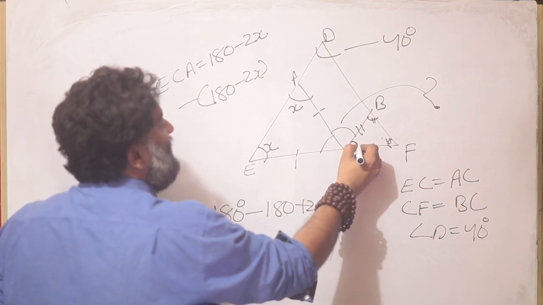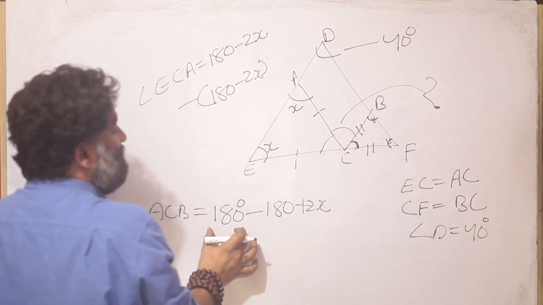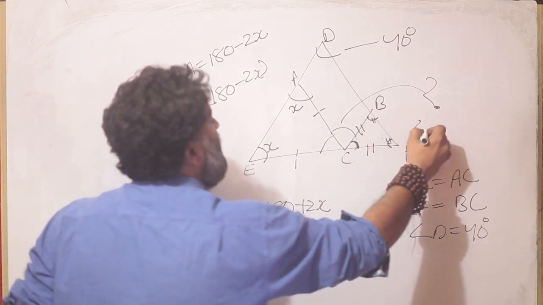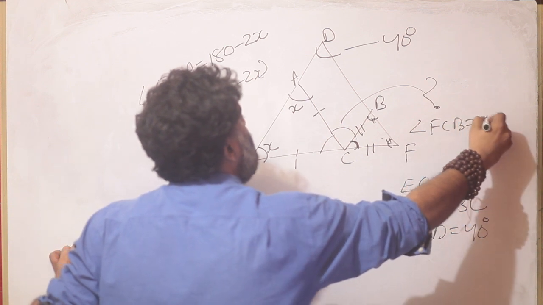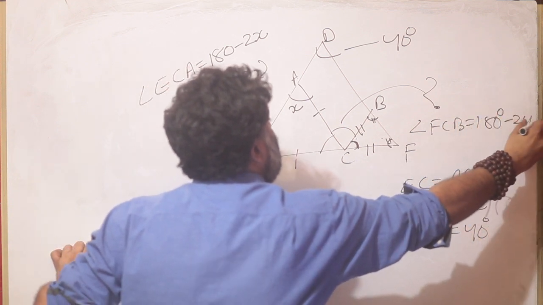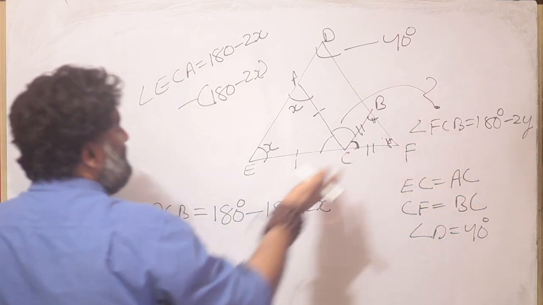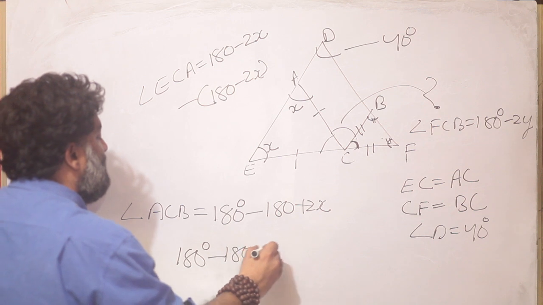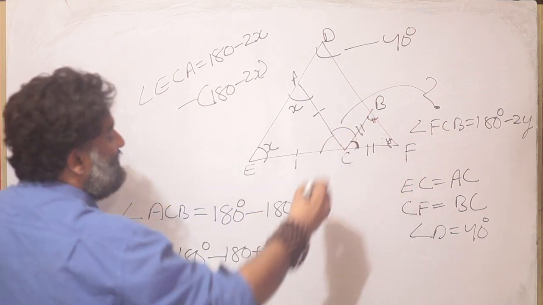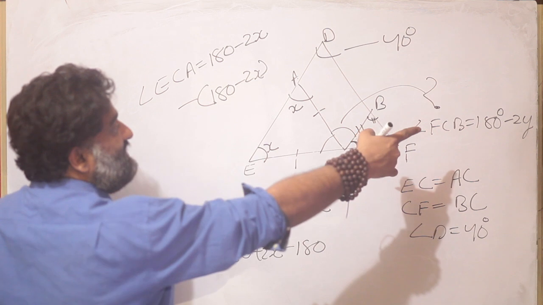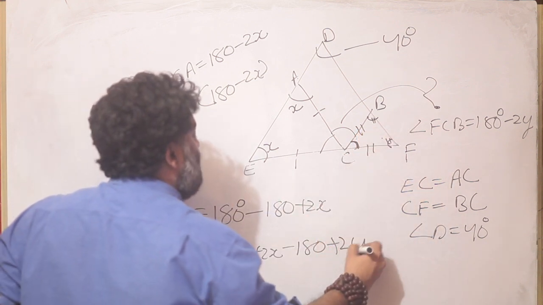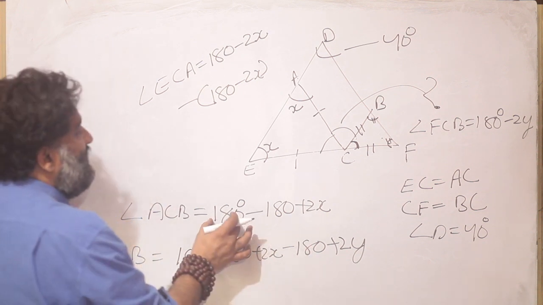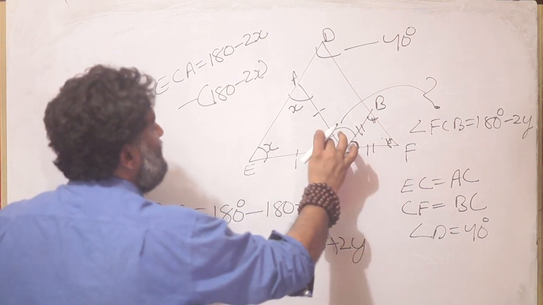I also want to subtract angle FCB from this 180 degrees. Similarly, angle FCB is going to be 180 minus 2y. So I subtract this also. So far I had 180 minus 180 plus 2x. From this I further subtract 180 minus 2y, and that minus 2y will become a plus 2y. So if I am looking at angle ACB, from 180 degrees I am subtracting these two angles.